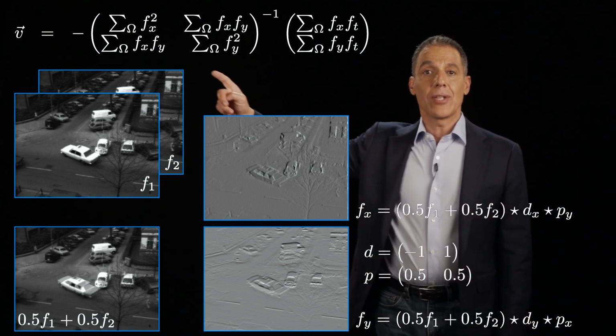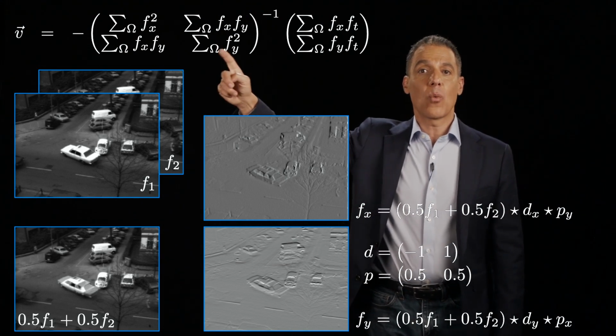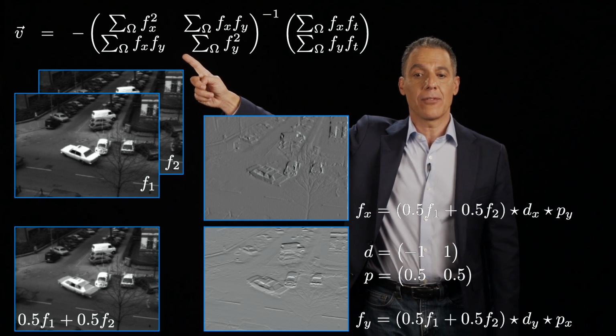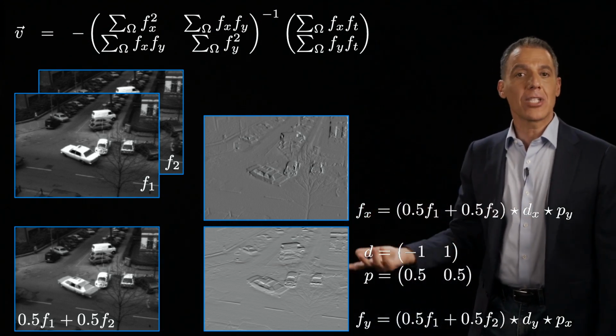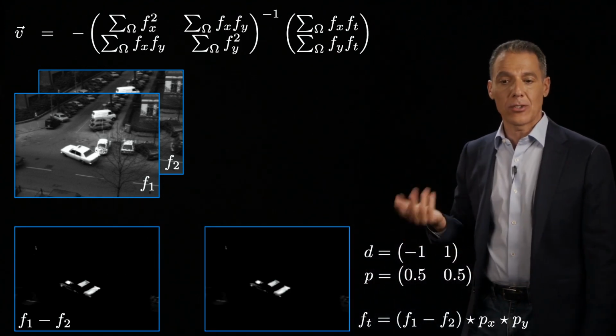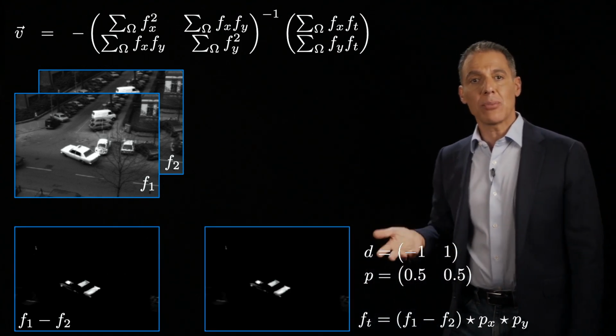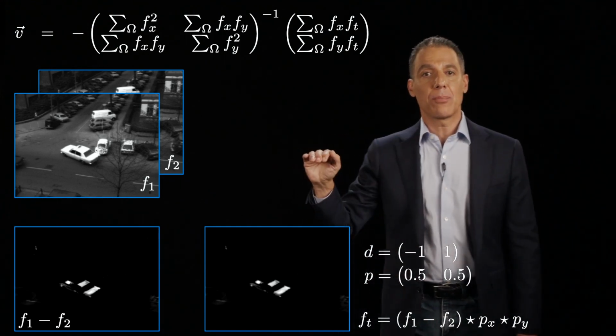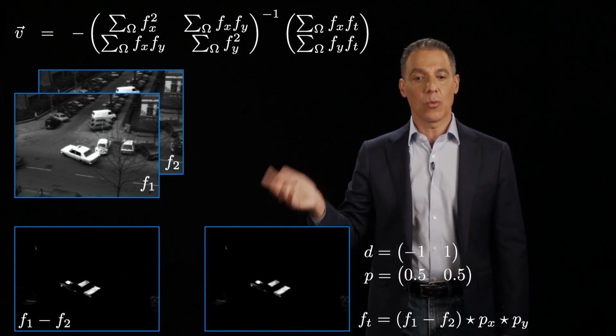So that's good news. I now have my x and y derivatives here for this little 2x2 matrix, which I'm going to have to invert. Now, where do I get the temporal derivatives from that I need for this little guy right here? Well, let's go ahead and compute that. The temporal derivative says differentiate in time and then apply the pre-filter p in x and y.